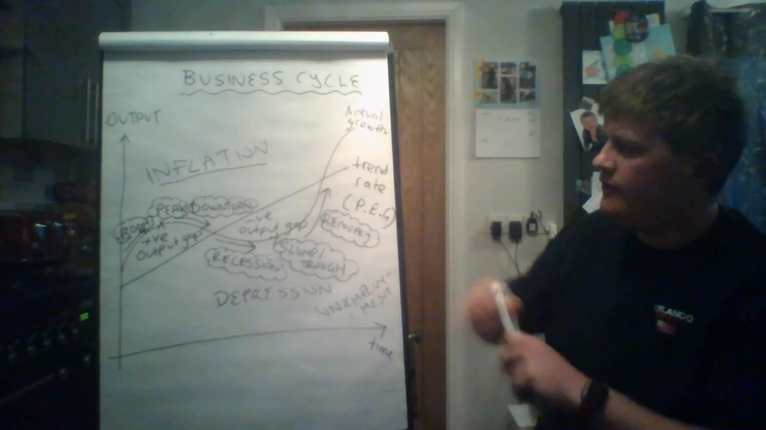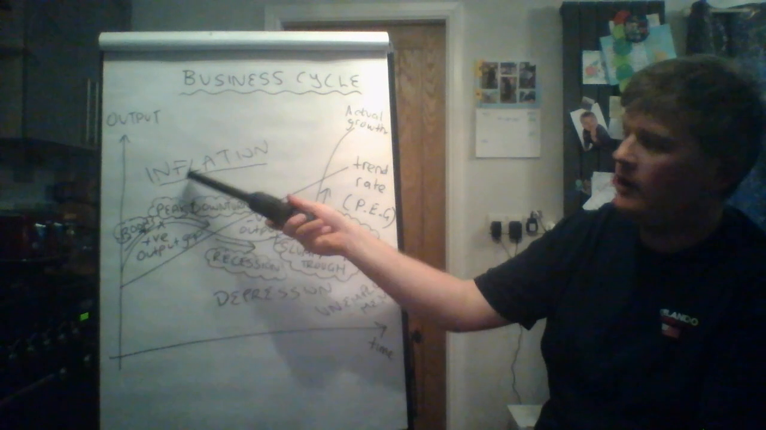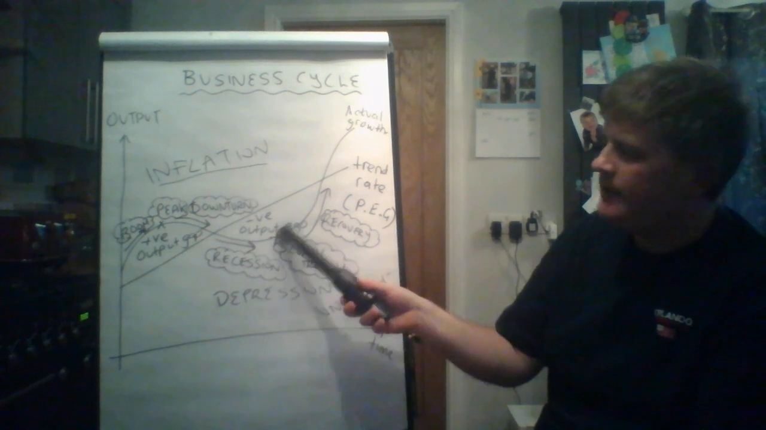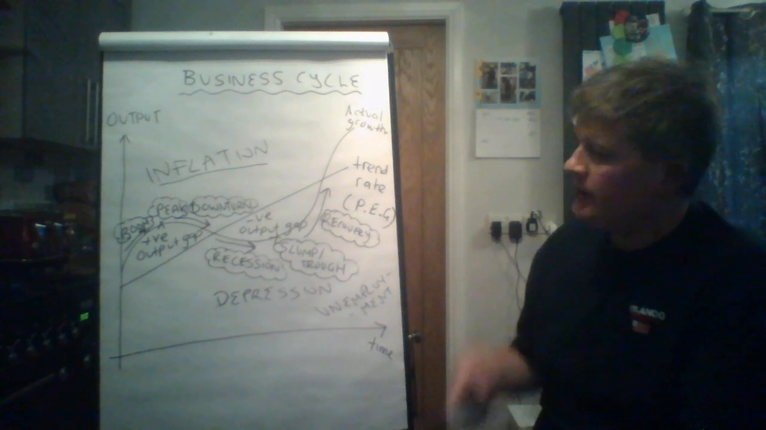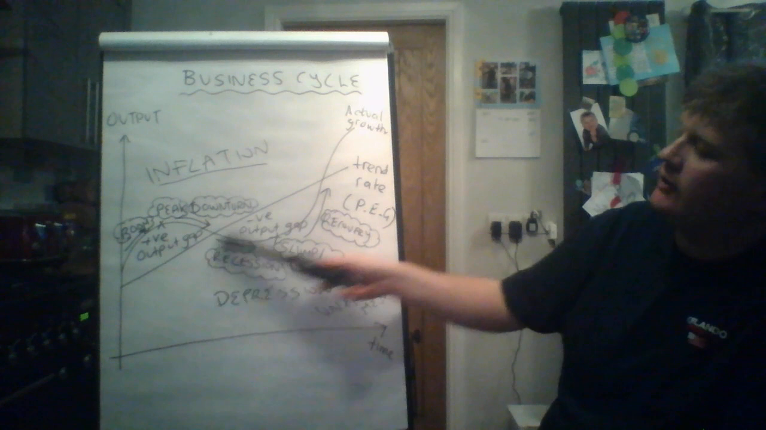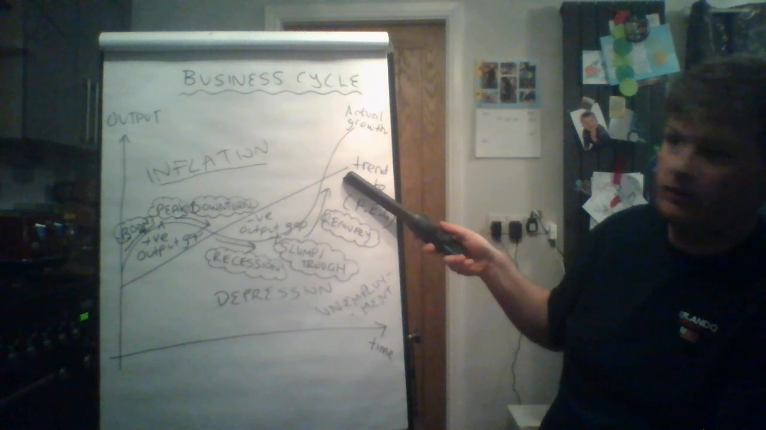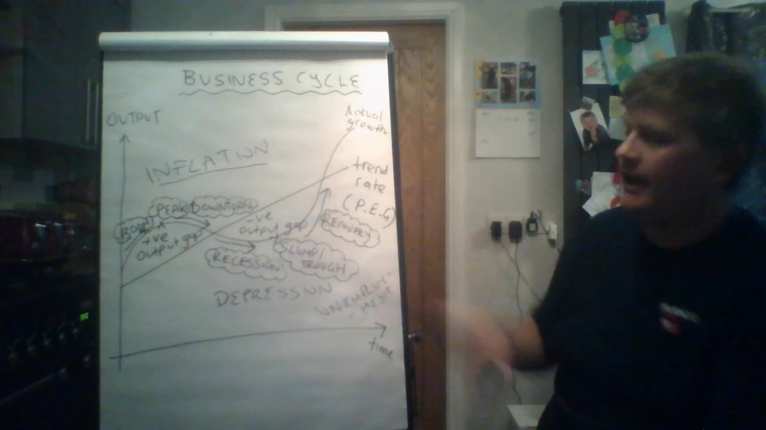So the logic is, up here looks good, but it's not. It's unsustainable. It's going to create lots and lots of inflation. Down here is terrible. It will create lots and lots of unemployment. So the job of the macroeconomist often is to keep the economy as close to that trend rate as possible by eliminating both positive and negative output gaps.